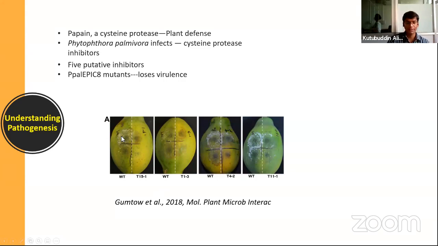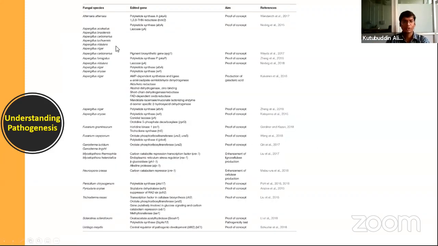You can see here, the left one is the wild type, and this is the mutated fungus. This is the wild type, this is the mutated fungus, and you can see a very reduced amount of infection. So now you know what tools that pathogen uses to infect the plant. So you have a better understanding, and you can figure out what to do to inhibit that pathogen. This is a list of different pathogens.